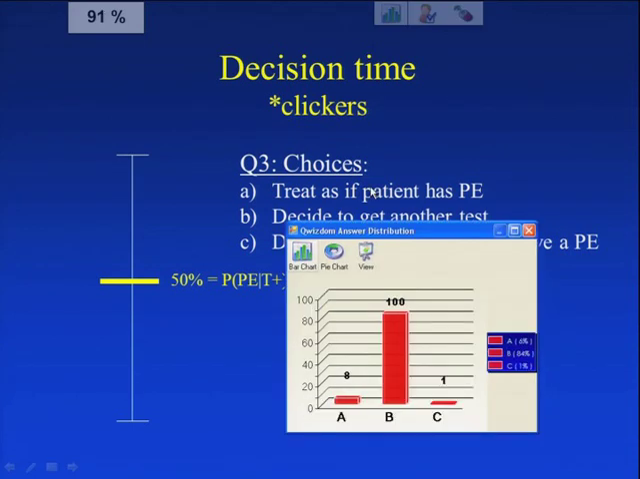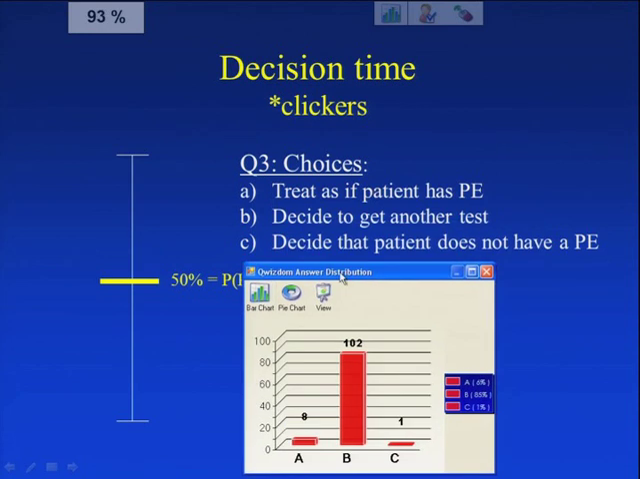So much more of you consolidated around getting another test. If you thought that 50% wasn't good enough last time, you probably should be thinking that 50% is not good enough this time, that you need to get another test. It may vary from circumstance to circumstance, but that's probably why you guys are consolidating around B.